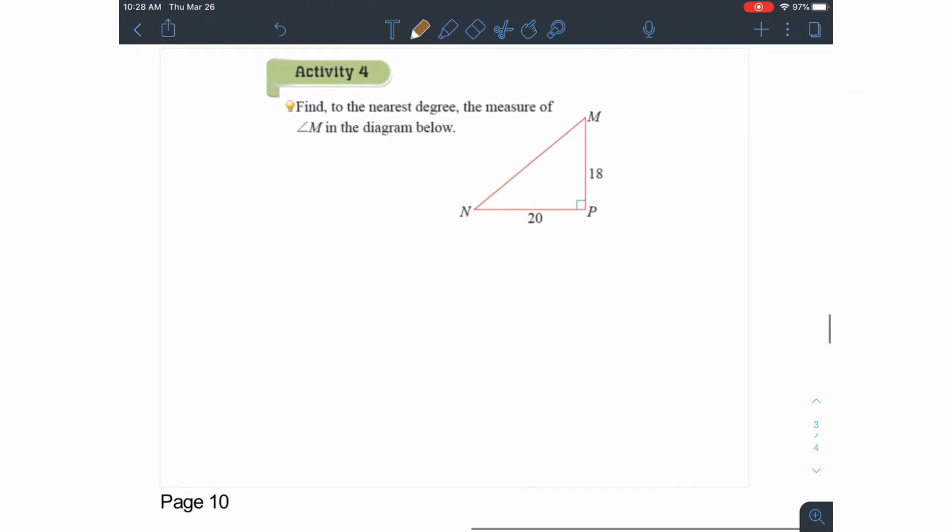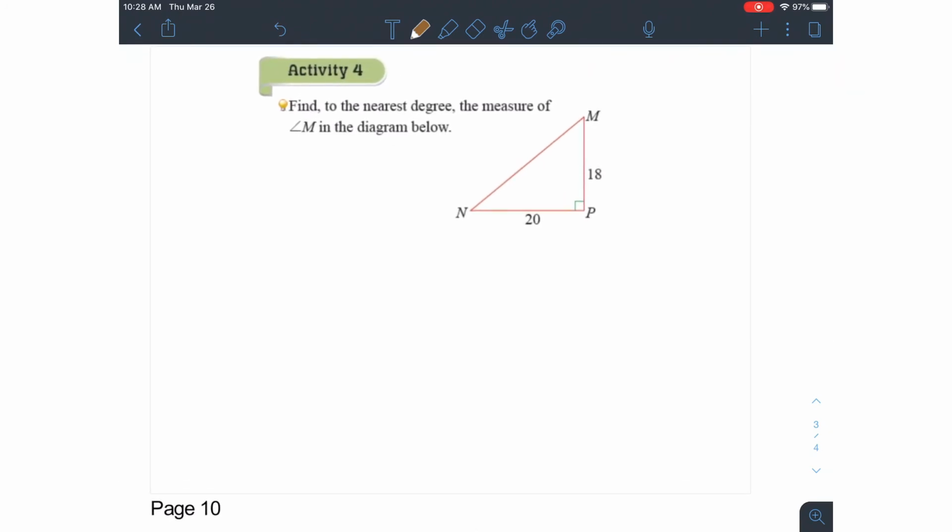Okay, so similar thing here. I want you then to find angle M. So pause the video, solve it, and then you can start it up again, and I will show you how to solve this.